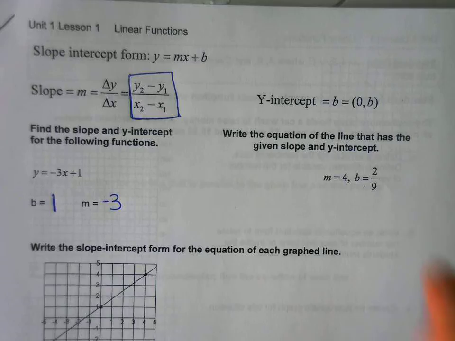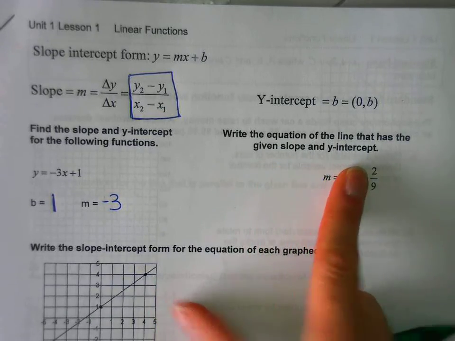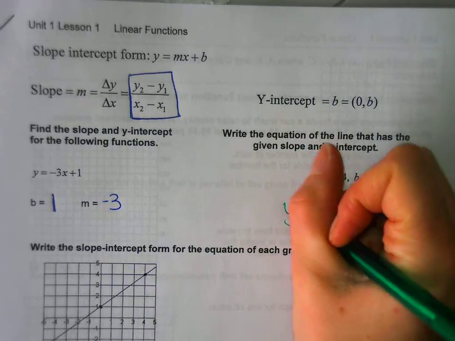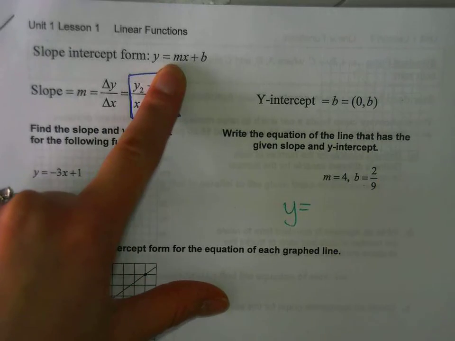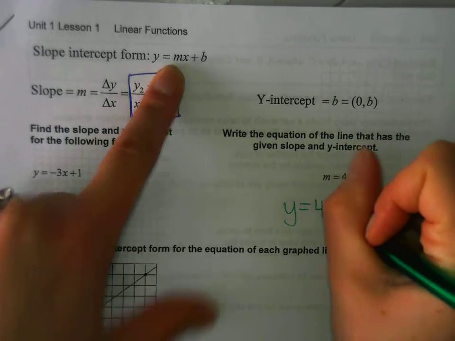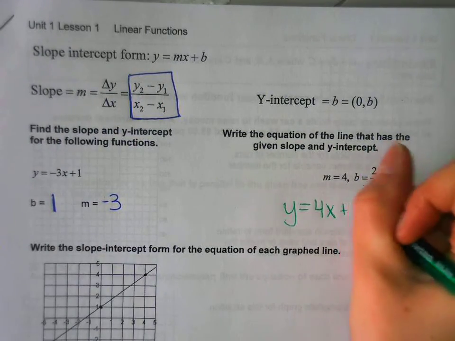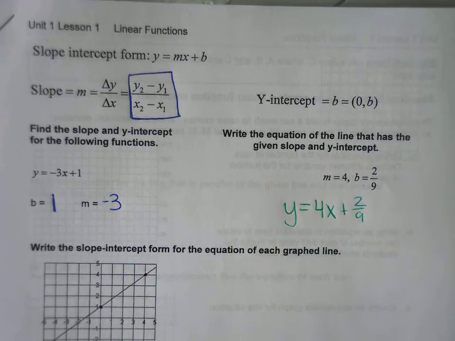So I want to write the equation of the line that passes through the given slope and the y-intercept. So I have y equals, if I'm using y equals mx plus b, my slope is 4 multiplied by x, and I have a positive 2/9 for my y-intercept.